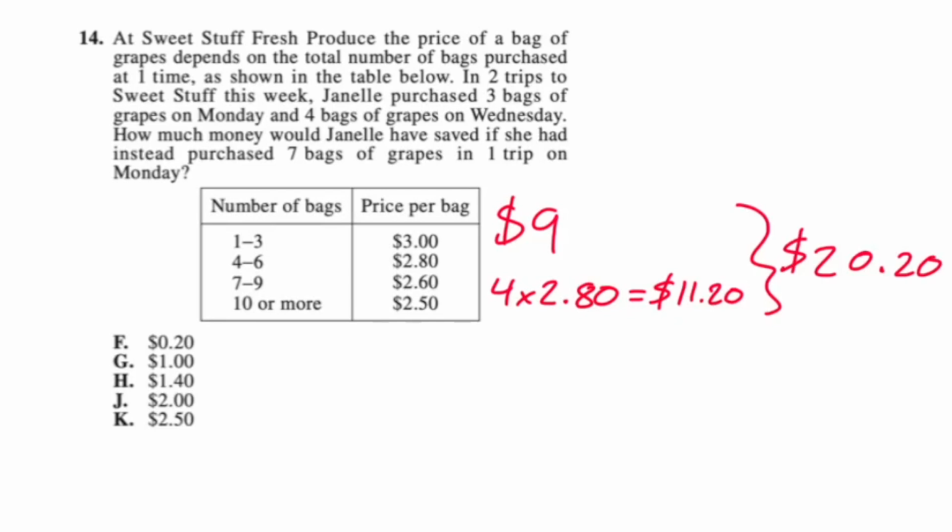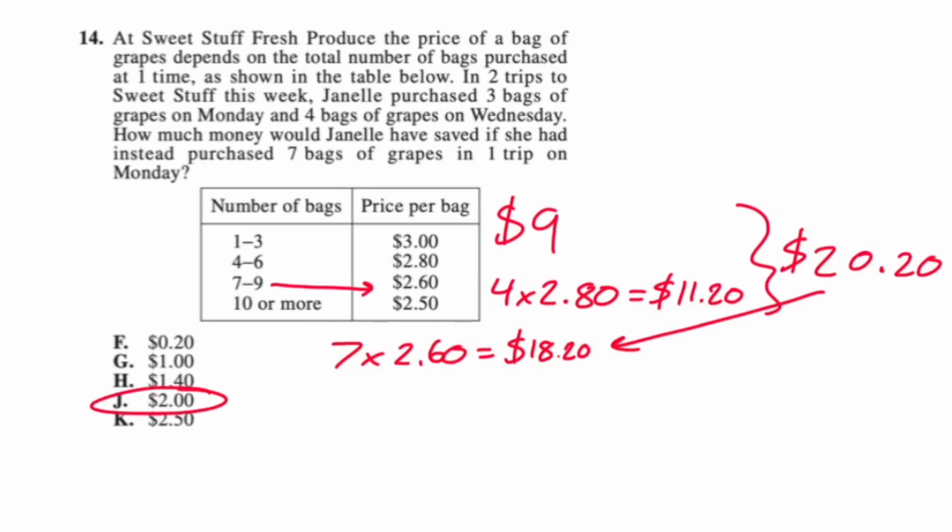So the way she bought the grapes, it cost her $20.20. If she had just purchased 7 bags at once, we can do 7 times $2.60. And there we should get $18.20. So if we do $20.20 minus $18.20, we see that she could have saved $2. And this problem falls under the categories integrating essential skills and modeling.